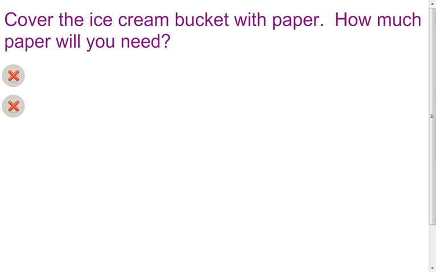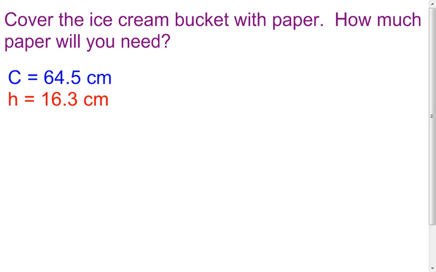So I'm going to need to know some things about my ice cream bucket. One, I would need to know the radius, because I'm going to have a circle on the top and the bottom, or the left and right, however you want to look at this ice cream bucket that's a cylinder. And then I need to know how tall it is, the height. I can't really measure the radius, that's pretty hard. But I can get out my flexible tape measure and measure the circumference, and I measured the circumference of my ice cream bucket to be 64.5 centimeters. Then I get my ruler out and find that the height of that cylinder is 16.3 centimeters.